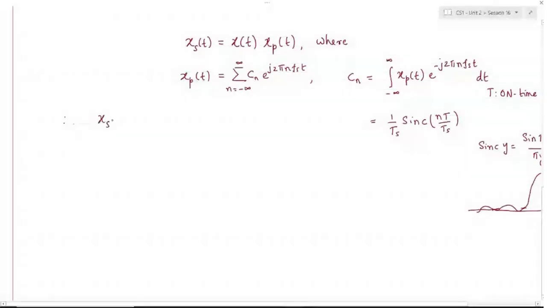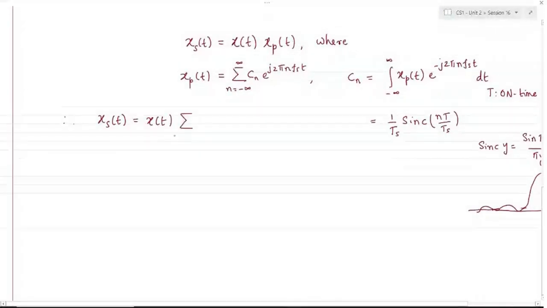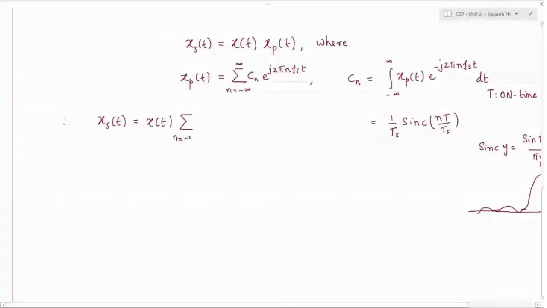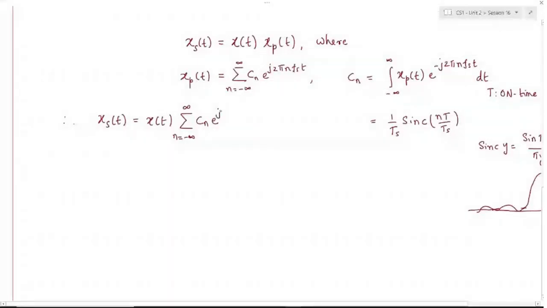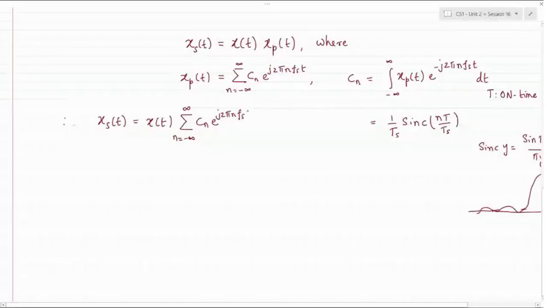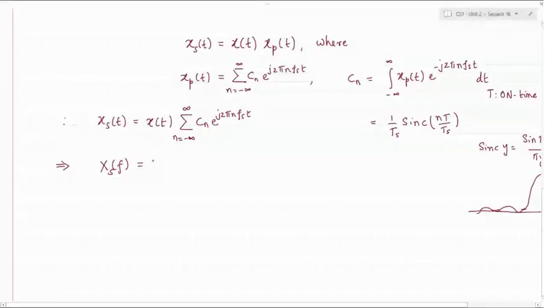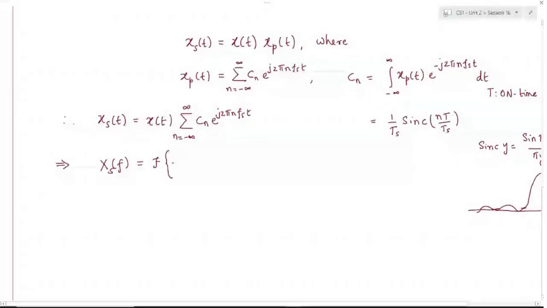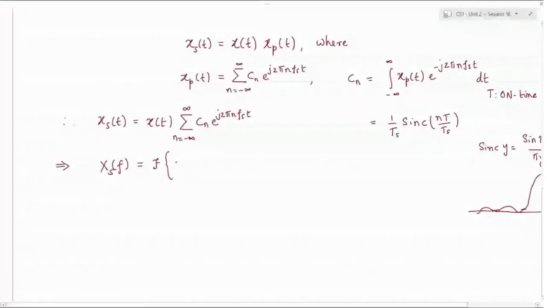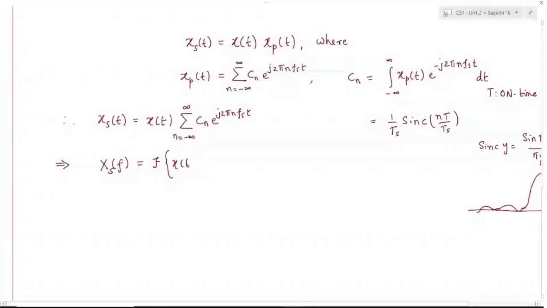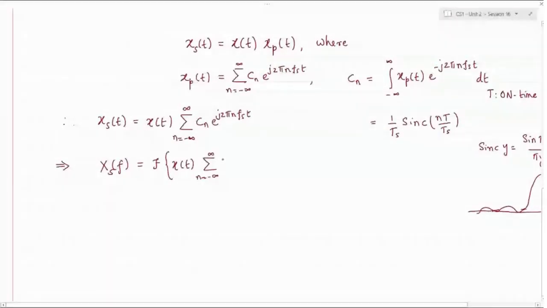So if you try to take that, I can represent xs of t as x of t multiplied with xp of t. I have come back to this equation now: summation minus infinity to infinity Cn e power j 2 pi n fst. Now if I apply Fourier transform on both sides, this is the Fourier transform of the whole product, x of t times summation minus infinity to infinity Cn e power j 2 pi n fst.